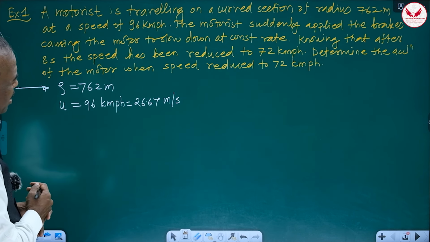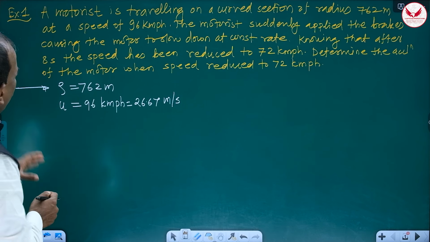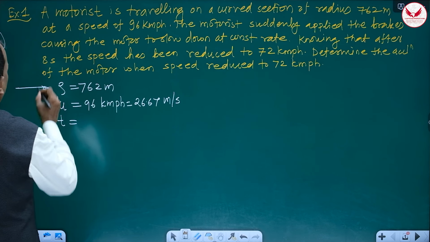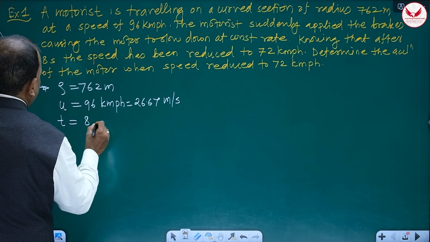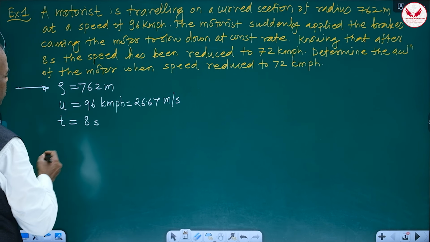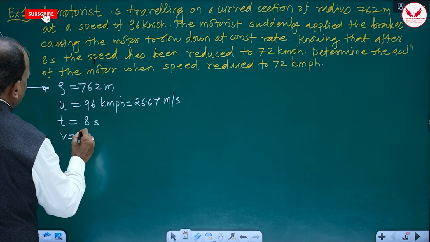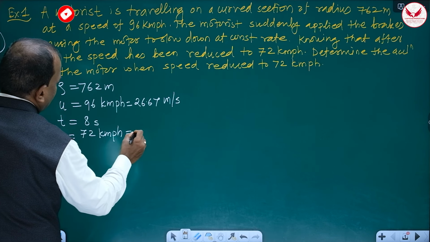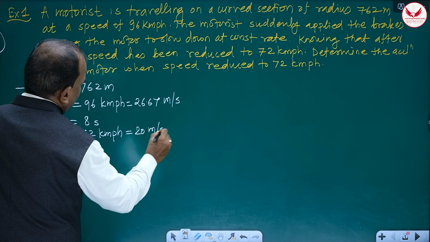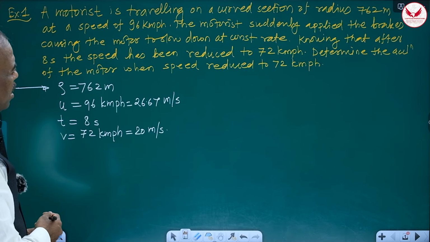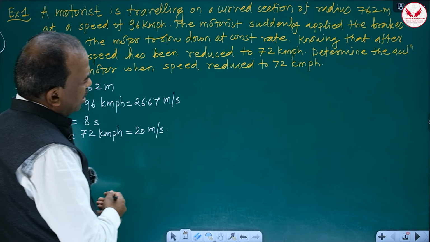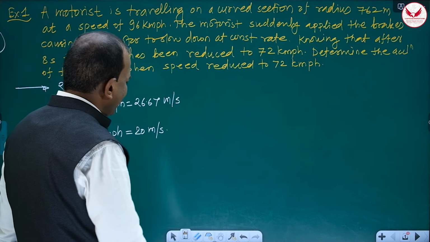So here we can think of using the equations of motion, knowing that after 8 seconds, t equals 8, the speed has been reduced to 72. Means the final speed is what? 72 kmph. 72 by 3.6, it is 20 meters per second. So this is the given data. And what is asked? Determine the acceleration of the motor when the speed is reduced to 72 kilometers per hour. Means we have to find the total acceleration in this example.